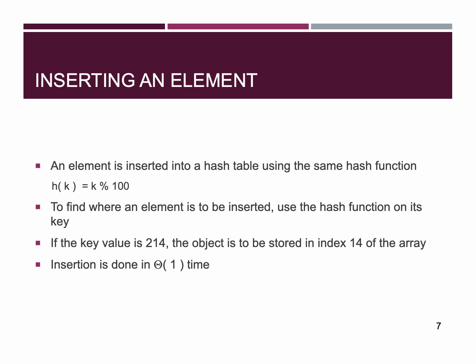Suppose we want to insert an element with a key value of 214. By plugging this key into our hash function, we get 214 divided by 100, which gives an index of 14. Therefore, we place this element in index 14 of the array.